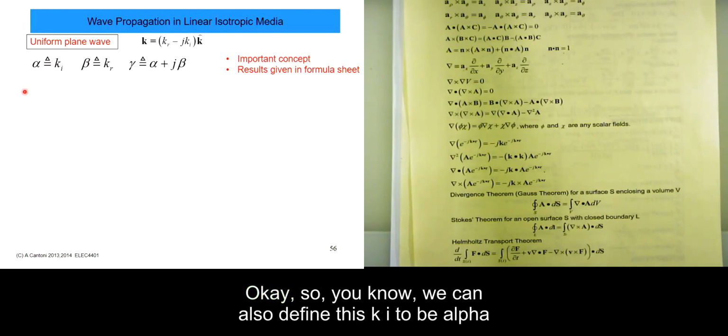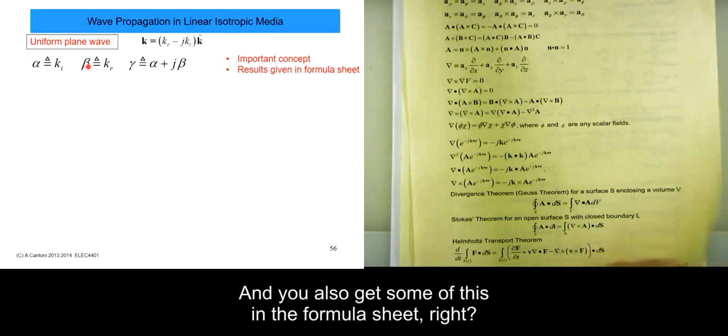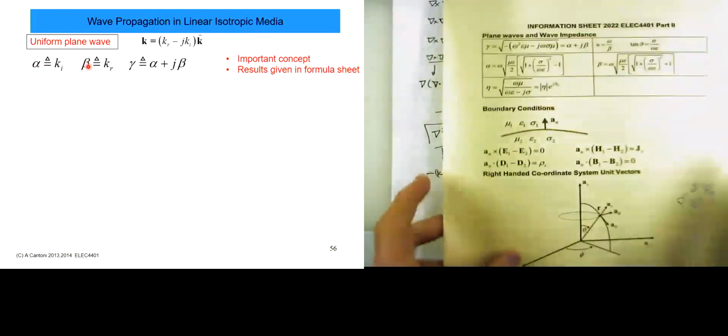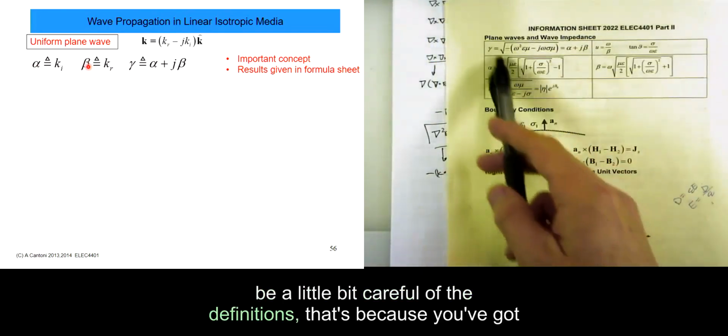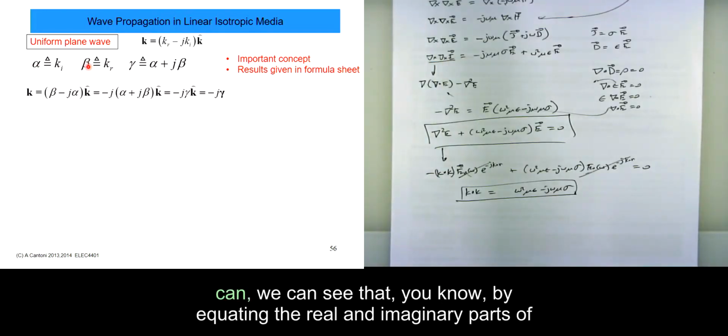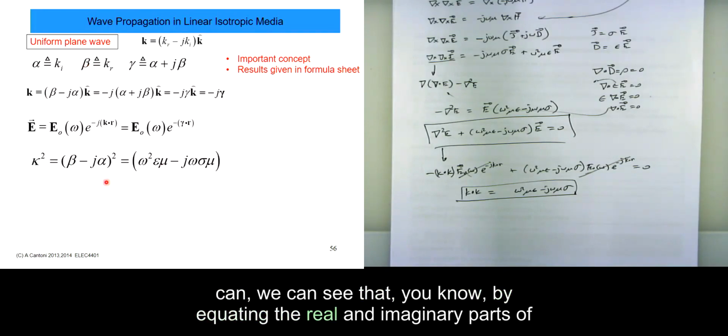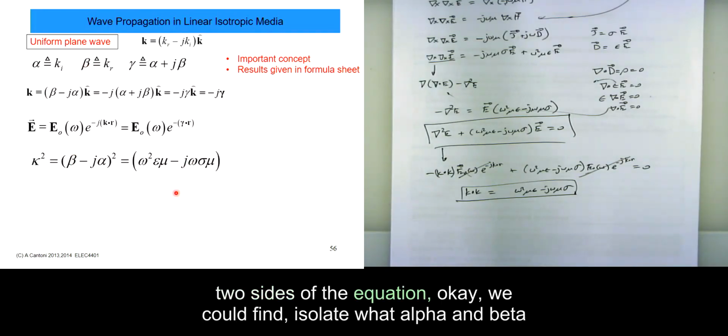So we can also define this k i to be alpha and this k r to be beta. You also get some of this in the formula sheet, but be a little bit careful of the definitions, because you've got gamma here. By equating the real and imaginary parts of the two sides of the equation, we can isolate what alpha and beta are.